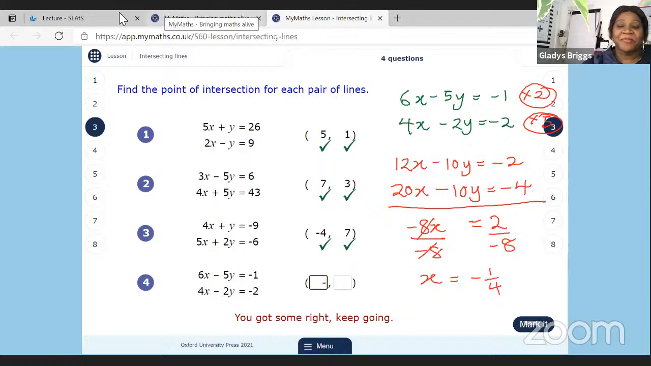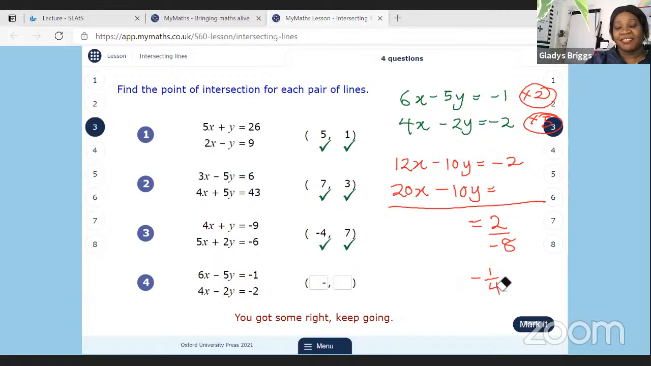Ha! I see the problem. You guys were not looking. What is the problem, teacher? We didn't times this by 5. We times it by 2. So this would be -10. Okay? Now we found the mistake.